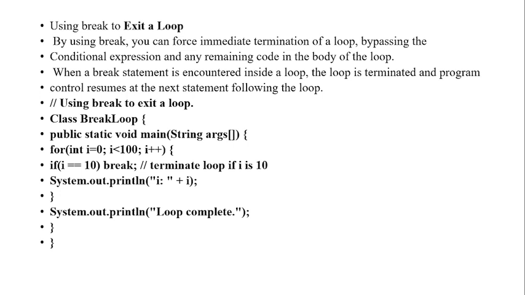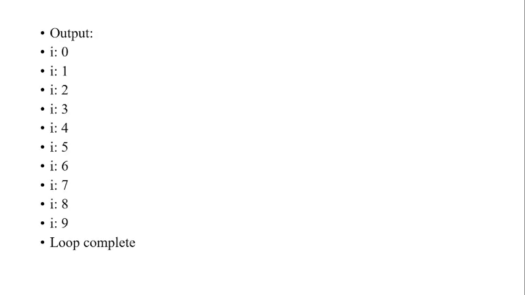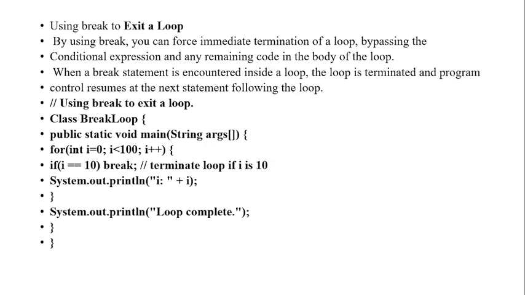You can see the example here, I am using if i == 10, break. So this will terminate the loop if i is equal to 10. If the value of i is equal to 10, it will break, and the next statement will be executed, right? This is the output of the last program, and the loop is completed after the 9th statement. Till the 9th, each and every value is printed, and if it is 10, it will come out of the loop, right?